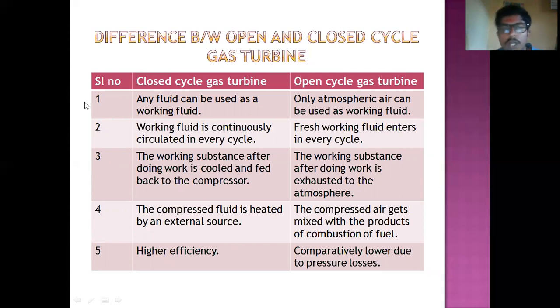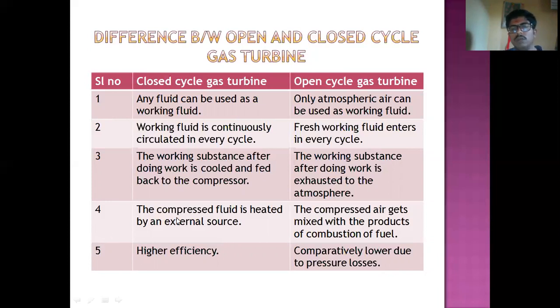The second point: the working fluid is continuously circulated in every cycle in the closed cycle, whereas in the open cycle fresh working fluid must enter in every cycle. Fresh working fluid means air and fuel. The third point: in a closed cycle gas turbine, the working substance after doing work is cooled and fed back into the compressor. In an open cycle gas turbine, the compressed air from the compressor gets mixed with the gases produced in the combustion chamber.